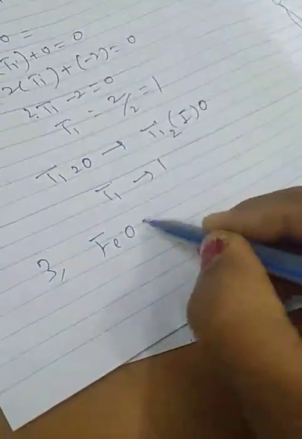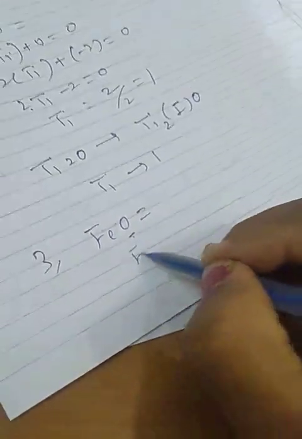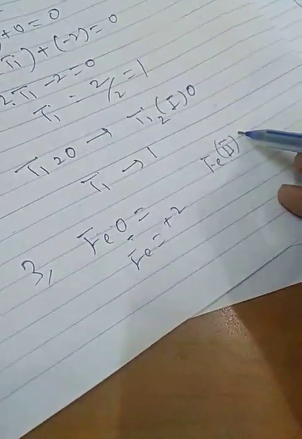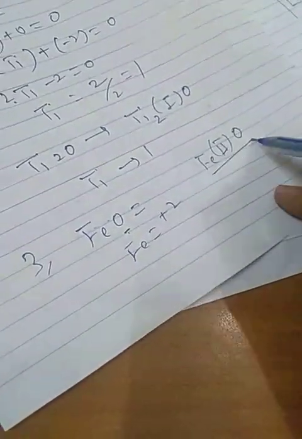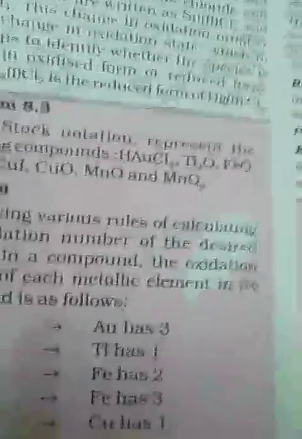Now I am showing you verbally, I am not deriving. Third, FeO: oxygen's minus 2, so Fe minus 2 will go there, so Fe is equal to plus 2. So you have to write Fe(2) for the compound FeO. In this way you can find all of these. I hope students you are understanding how you have to derive the stock notations.